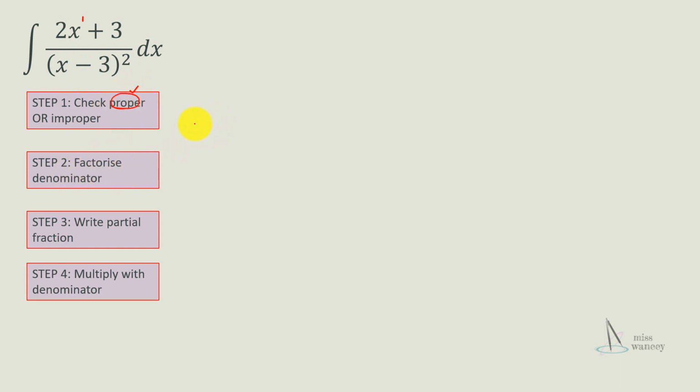So factorize the denominator. The denominator has been factorized, so the second step is done as well. Write partial fractions. Firstly, consider (2x + 3) over (x - 3) squared. This is a repeated linear factor, so A over (x - 3) plus B over (x - 3) squared. So the third step is done.